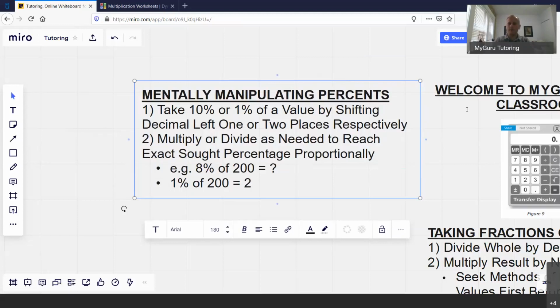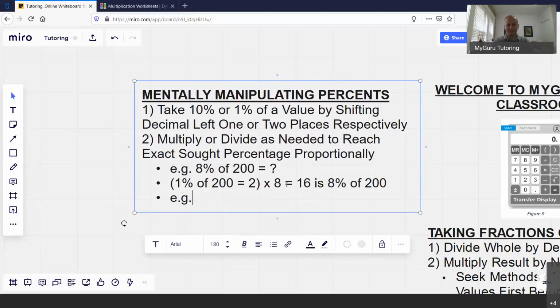And then what must we multiply 1% by to reach 8% proportionally? Got to multiply by 8. So then we take that 1% of 200 equals 2, and we're going to multiply that by 8 to figure out that 16 is 8% of 200. And you can either multiply or divide to reach these percentages proportionally.